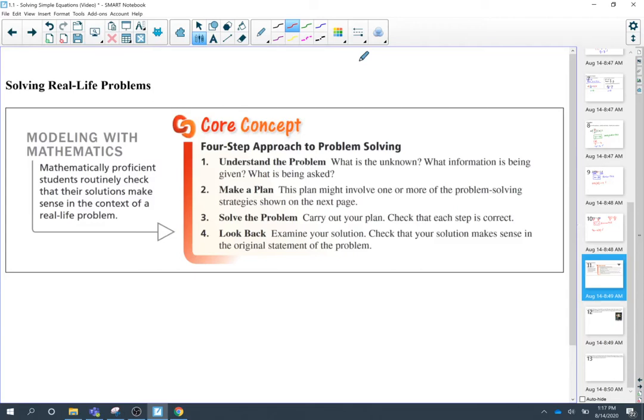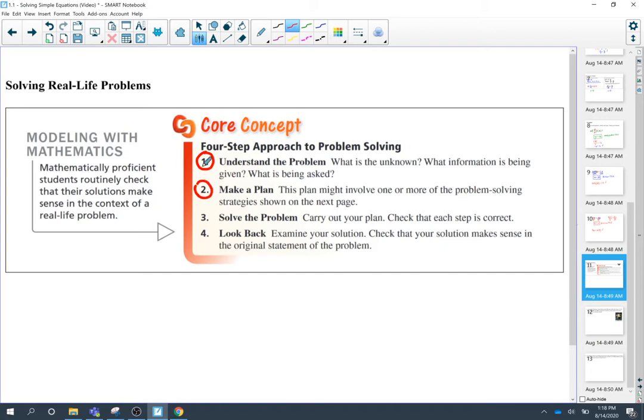Last but not least, we're going to use all this information to solve story problems. So story problems, also known as real life problems, we're going to have a 4-step approach to problem solving. And step 1 up here is understand the problem. When you read a story problem, you really want to read it, you want to underline things, you want to highlight things, and try to understand what is being asked, what is going on, what do I need to do. Then you're going to make a plan.